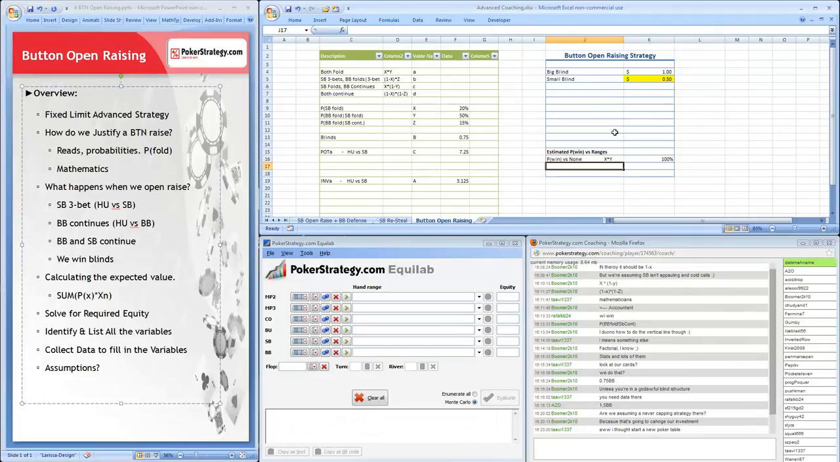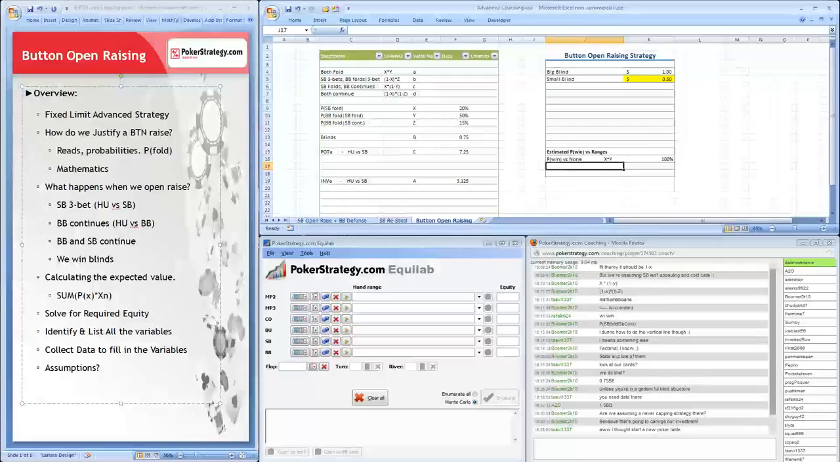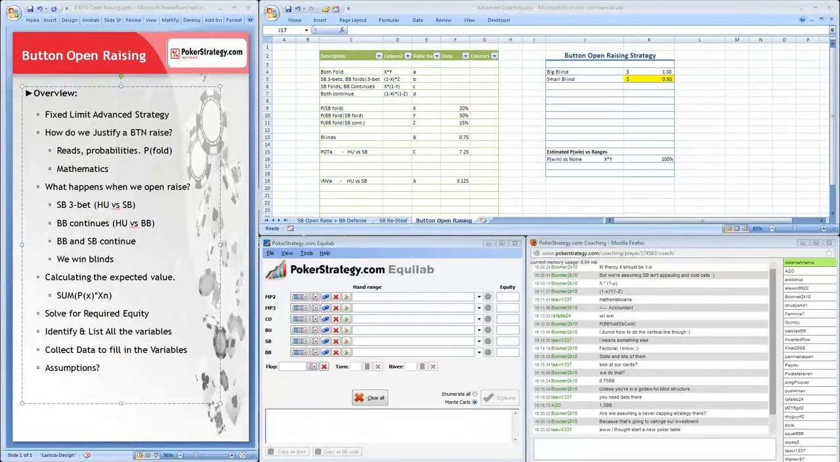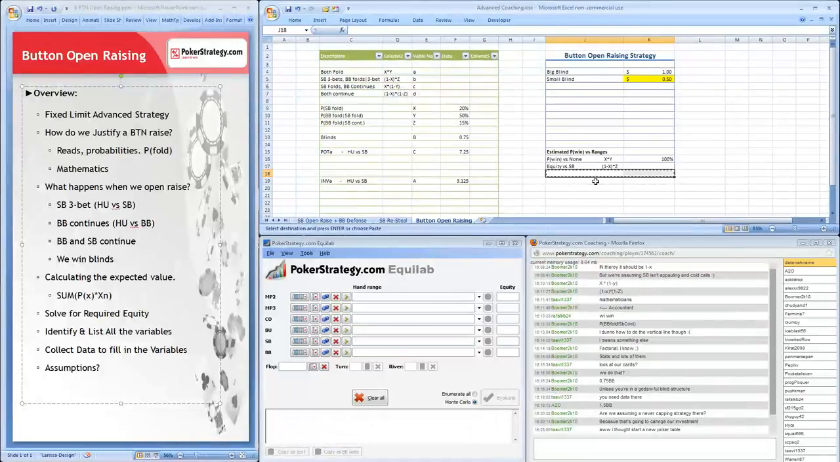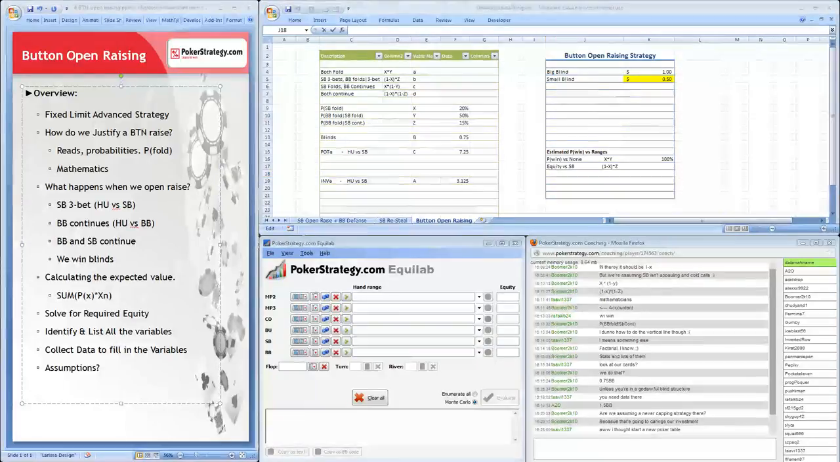Just like that. Now we also want to know how much equity we have in situations where the small blind enters the pot and the big blind doesn't, right? This situation here. And this one's going to be interesting because really we're going to need to look at our opponent's hand range, right? We also want to know our equity versus both, right?